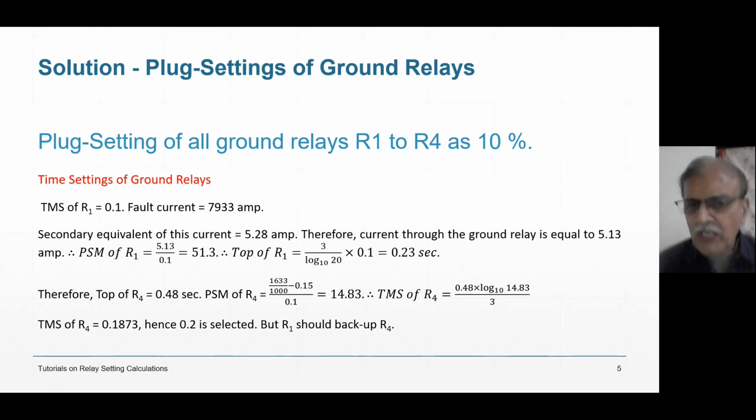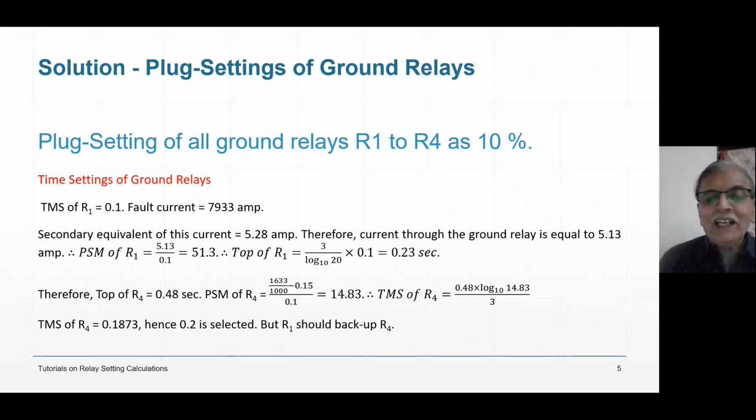So I have to take 14.83. It is less than 20. So TMS of R4 is 0.48 into log 10 14.83 divided by 3. So TMS of R4 is calculated to be 0.1873, and in the next 0.05 step I have to select 0.2. So what is my selection now? R1 is 0.1 and R4 is 0.2.